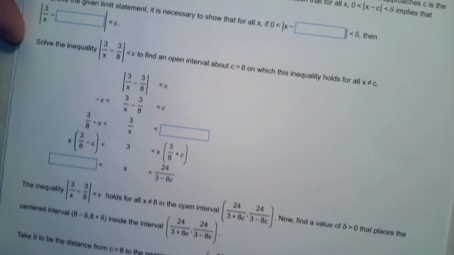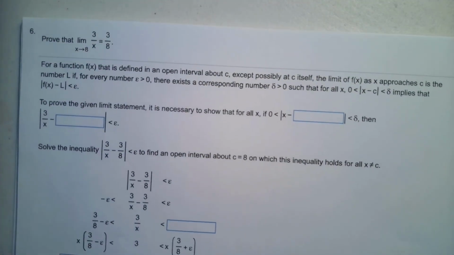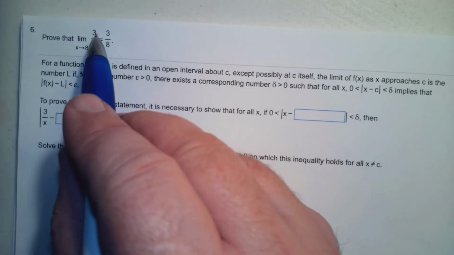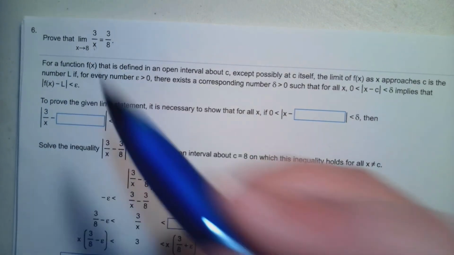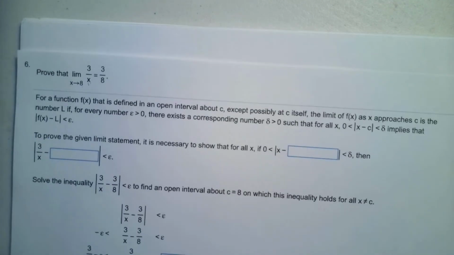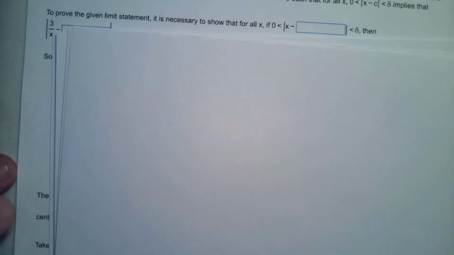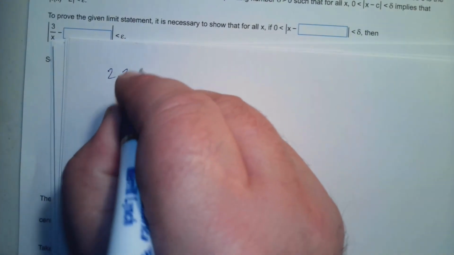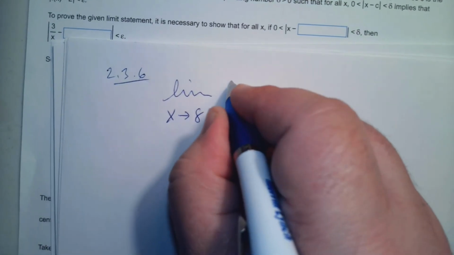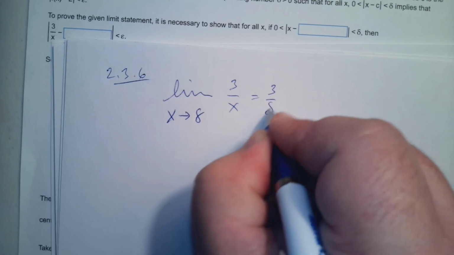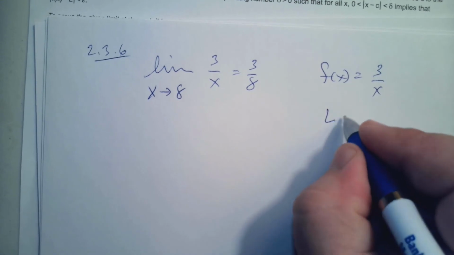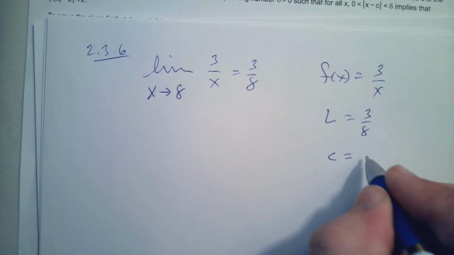Number 6. We have to fill in all these spots now. All right, our function is 3 over x. Our limit is that. Our c is that. Okay. Two, three, six. So x equals 8. f of x equals 3 over x. The limit is 3 over 8. The c is 8.